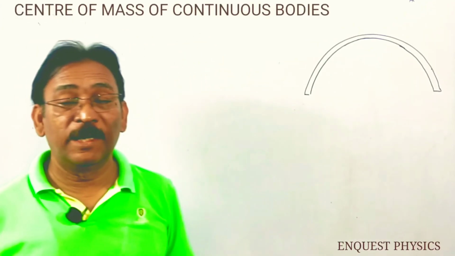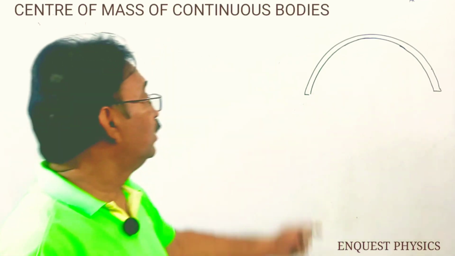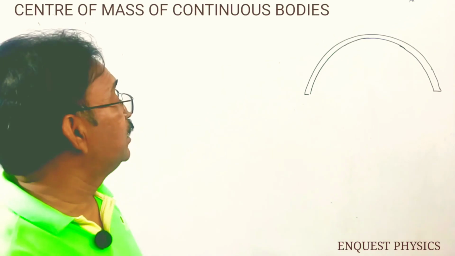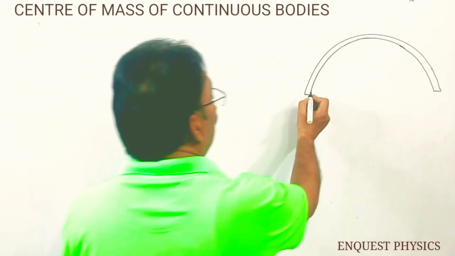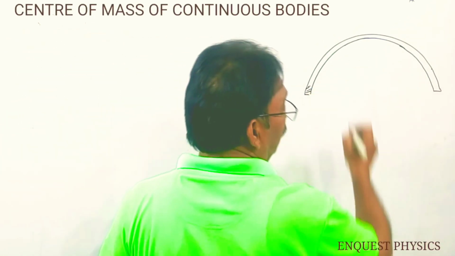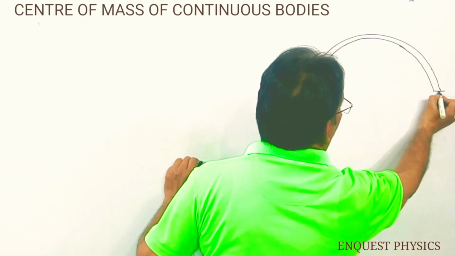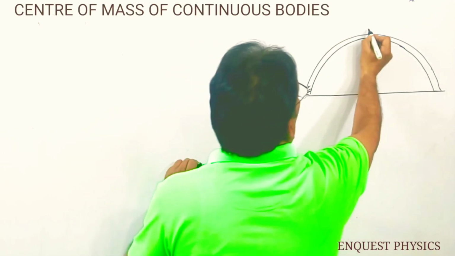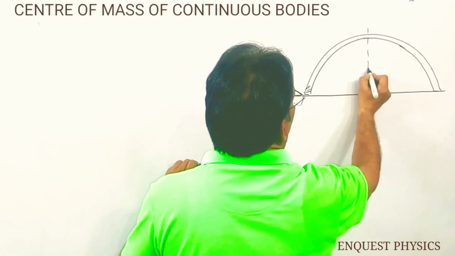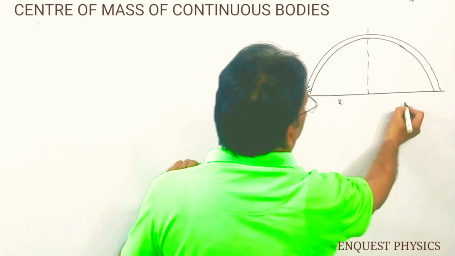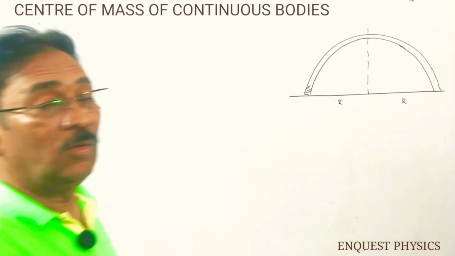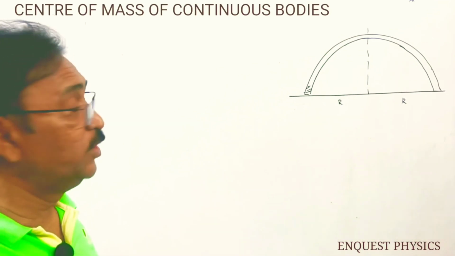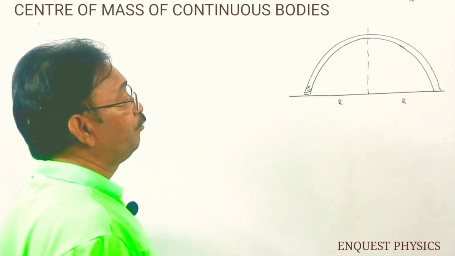Let's do one more problem on continuous mass distribution students. This time we took a thin rod which is bent like a semi-circle students. Obviously it is the radius students. We have to find out the center of mass of this system by using the integration method, students.